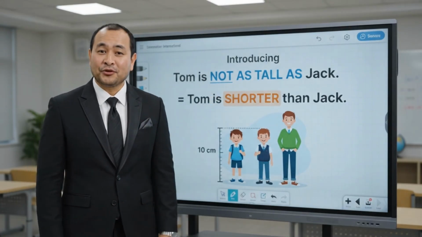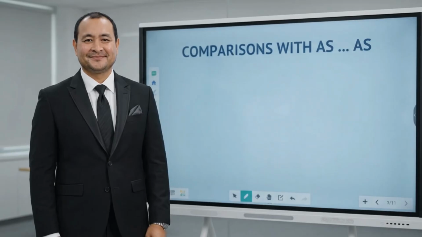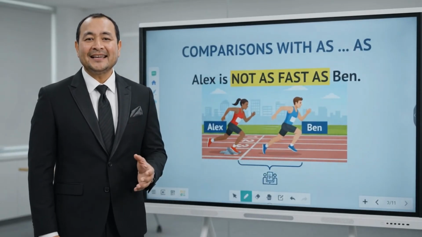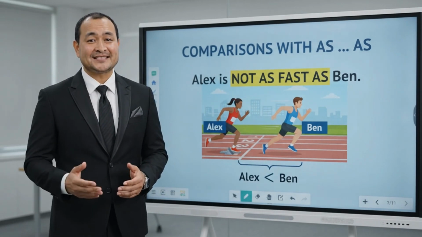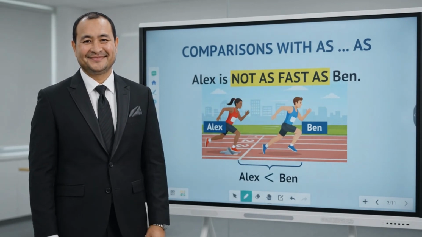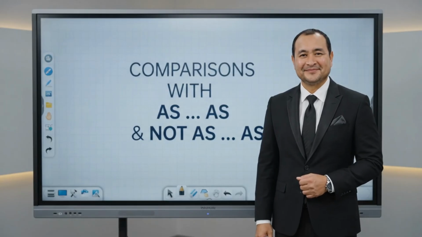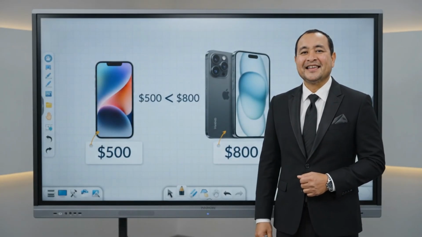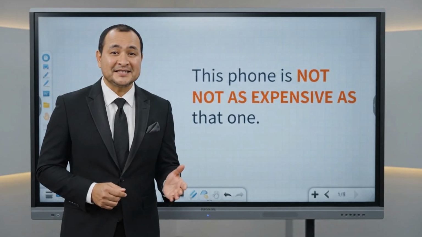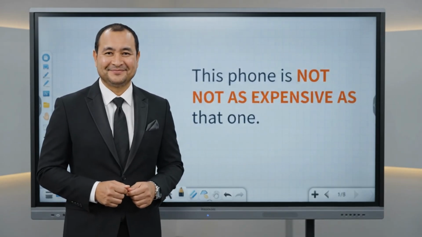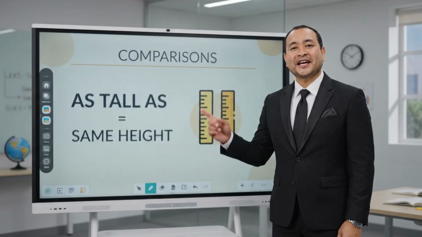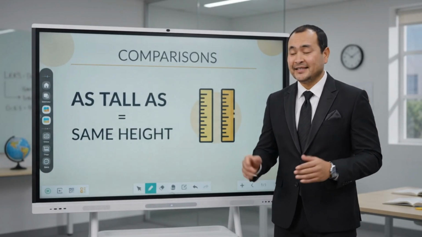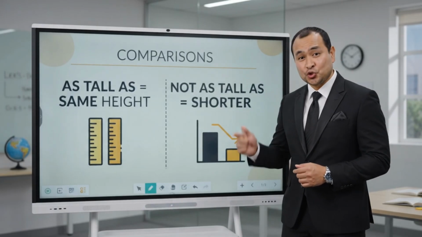Notice how we use both of these patterns. Look at the runners. We can say, Alex is not as fast as Ben. This phone is not as expensive as that one. Let's look at comparisons. Remember, as tall as means equal in height. Not as tall as means shorter.